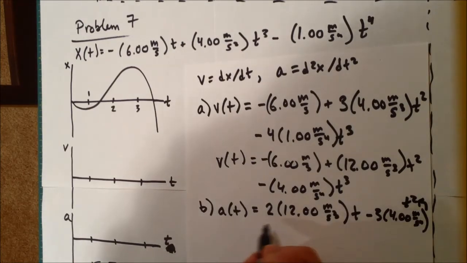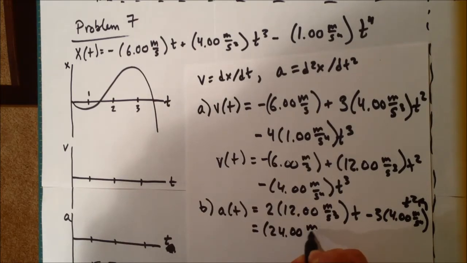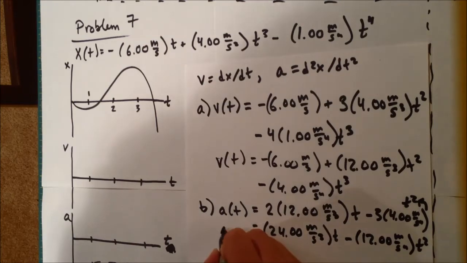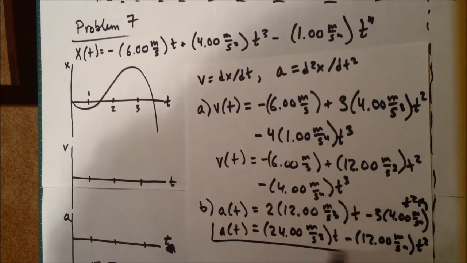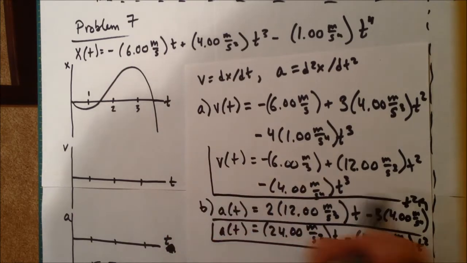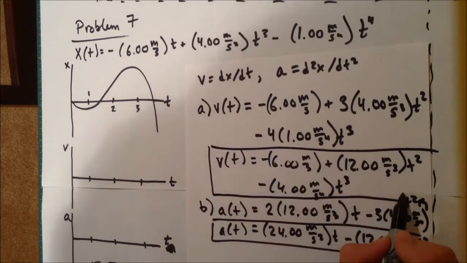Okay, so now if I multiply these through, what I get is 24 meters per second cubed times t minus 12 meters per second to the fourth times t squared. So that's a of t. And I box these because these two are my final answers for A and B.